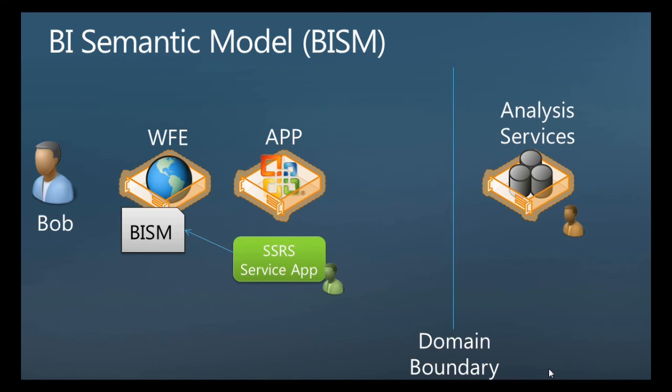In this case, it's going to be the Analysis Services server you're trying to connect to, and the database that you need to connect to. The first thing it's going to attempt is a Kerberos logon. Now, if the Kerberos logon fails, which it should because we cannot delegate Bob's identity across the domain boundary, Reporting Services is going to make a second attempt.